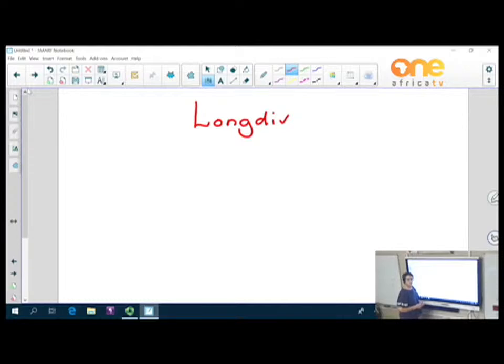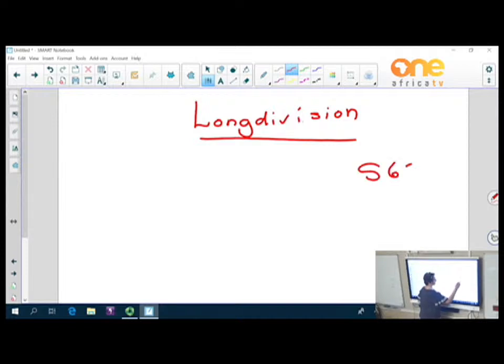Today we're going to look at a new topic, long division. Now this is long division with algebra. You did this when you were more or less in grade 3 and you learned how to do long division just with numbers. So if I have, for instance, 5623 and I want to divide this number now by 25, then your teacher taught you, first you're going to divide, then you multiply, and then you subtract.